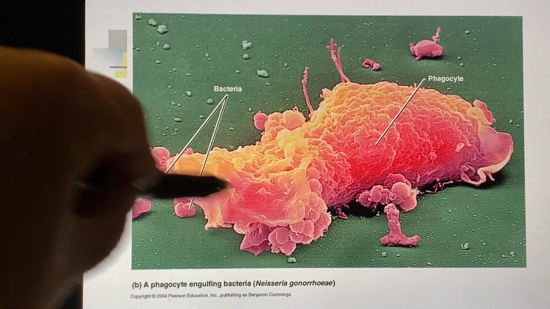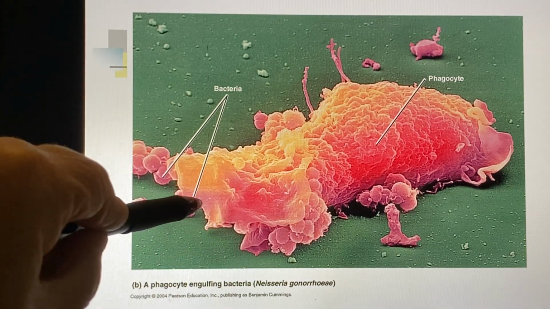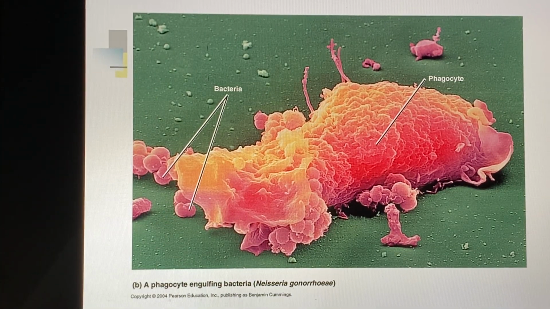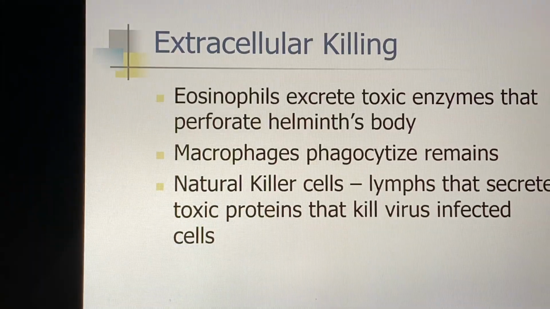Okay, so this is another example of how huge the phagocytic cell is. Here's the little bacteria. So one phagocytic cell, and especially macrophages, can eat a lot of stuff. It's not like they're going to eat just one little bacterial cell or one clump of viruses.